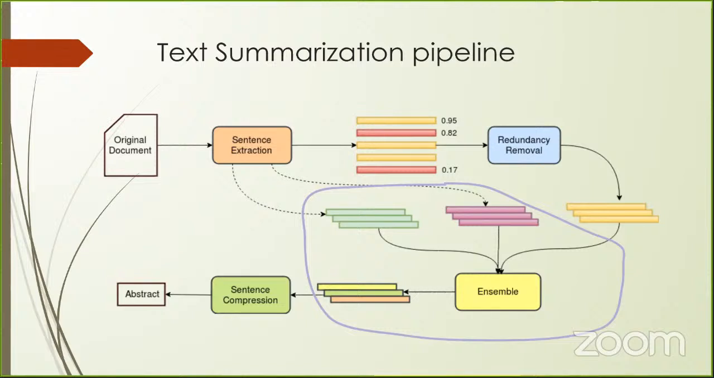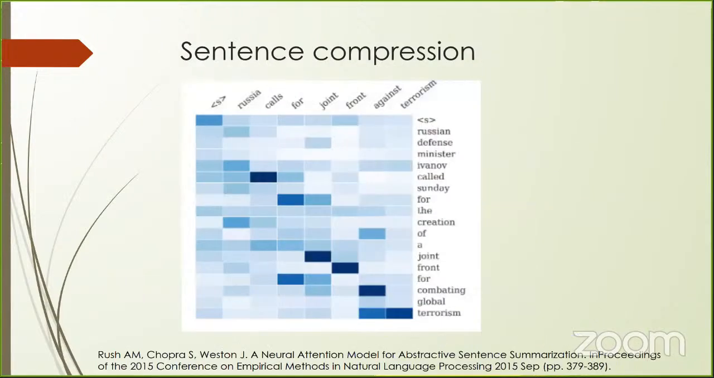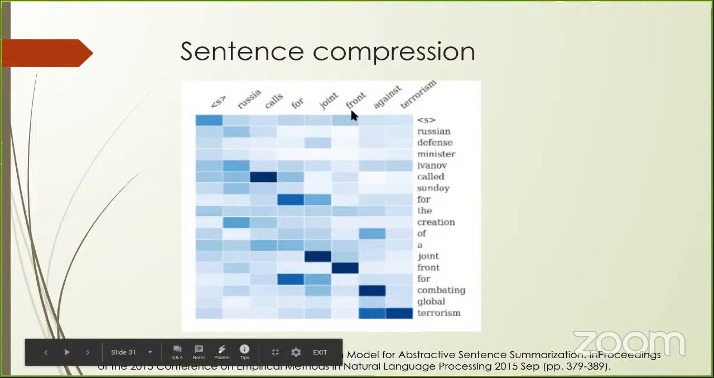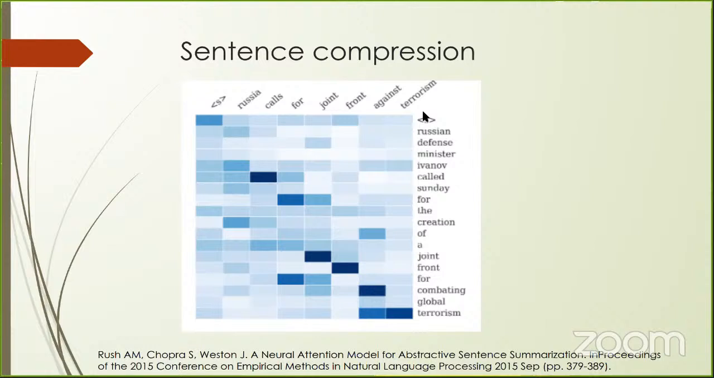So all you have to do in the case of neural networks is show them that, okay, I have these 100,000 examples of how the original sentence looked and how it looked after compression. And then it will learn things on its own. Let's see an example. This is a real example from a real research paper, mentioned in the citation. Your original sentence was, "Russian Defense Minister Ivanov called Sunday for the creation of a joint front for combating global terrorism." And your neural network converted it to "Russia calls for joint front against terrorism" without knowing anything about grammar or what was important. Everything was done by the neural network. You just gave it training examples, lots of them, and it figures it out.